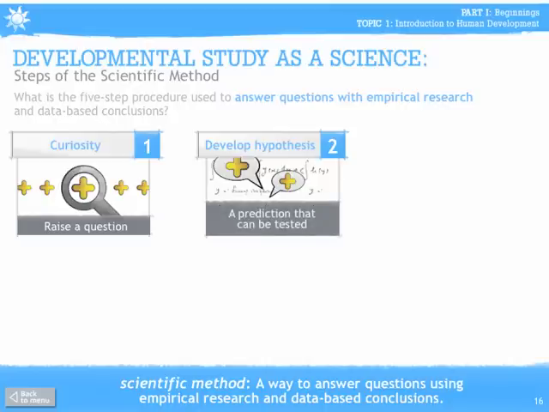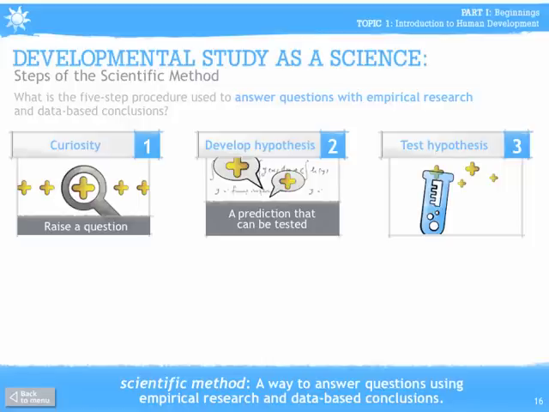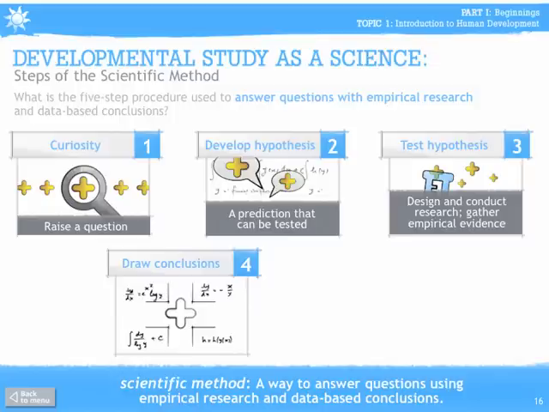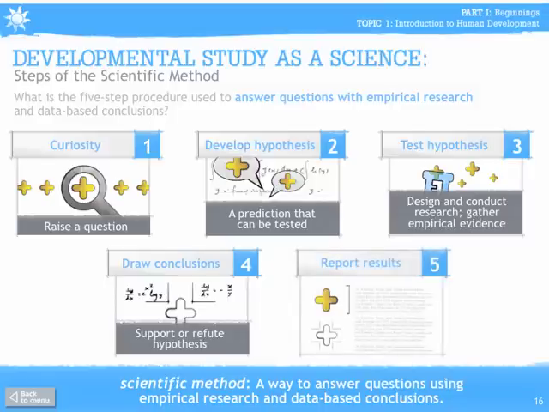A prediction that can be tested. Then you're going to test the hypothesis. You want to design and conduct research, gather empirical evidence. And then you're going to draw conclusions. And conclusions are either going to help you support or refute your hypothesis. And then you report the results.